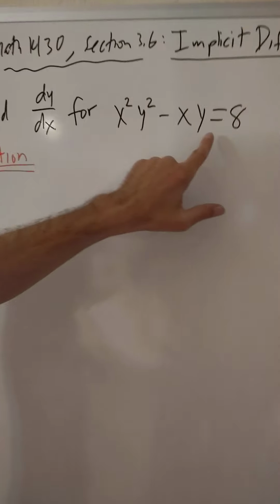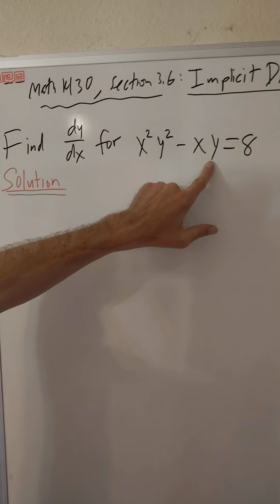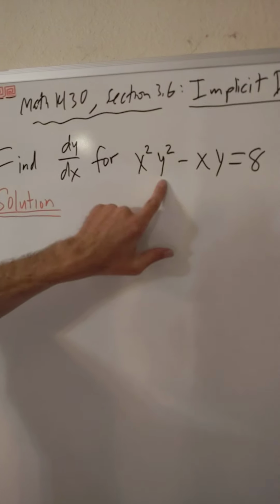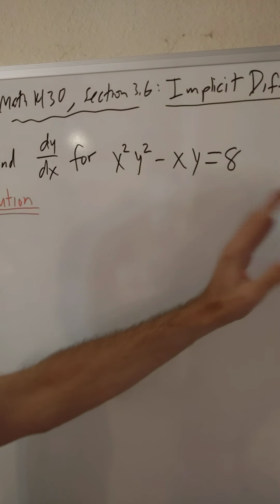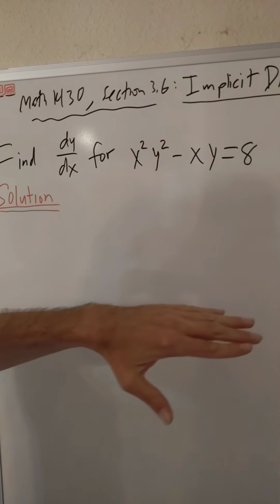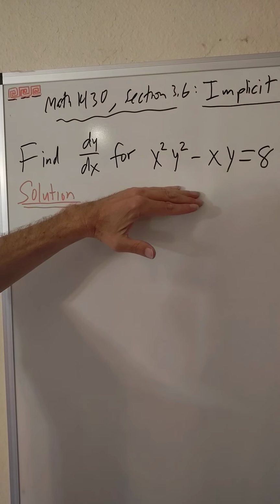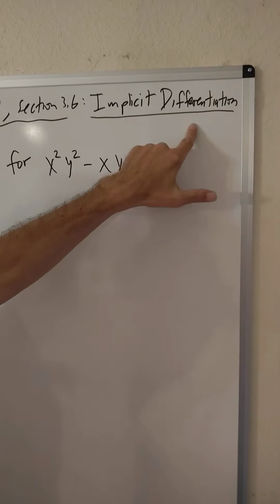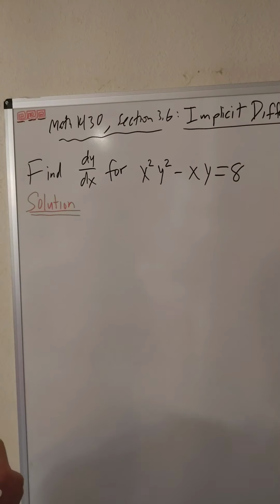But good luck trying to solve for y, because this term has a y, and this term here has a y squared. You really can't solve this for y, getting y on one side and everything else on the other side without a single y. So because we really can't solve this for y, we're going to find dy/dx by implicit differentiation. So here's what we're going to do.